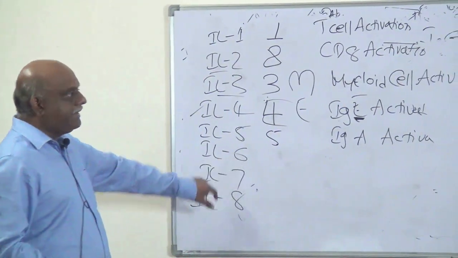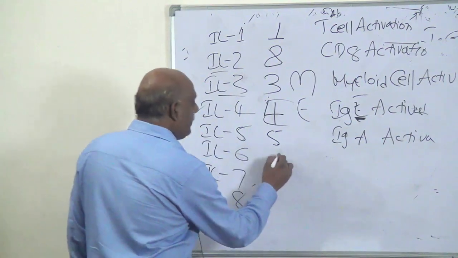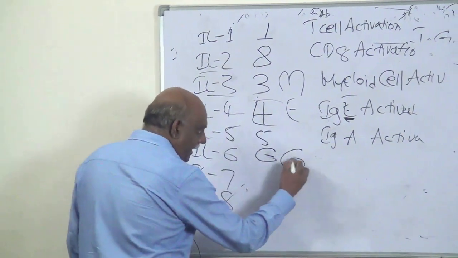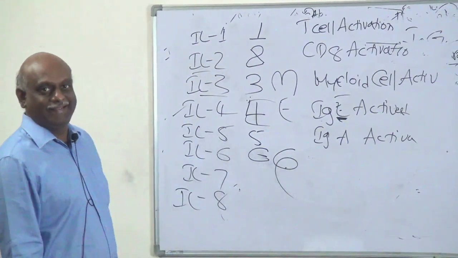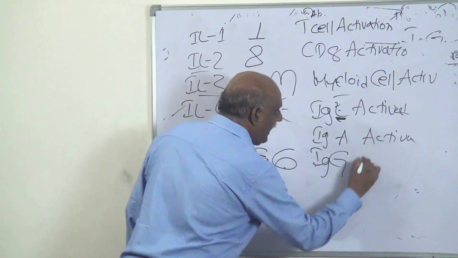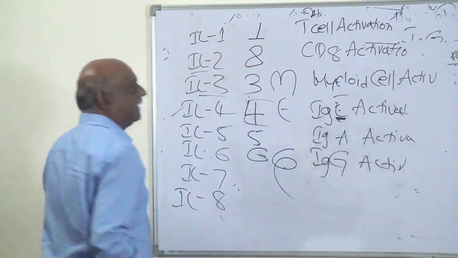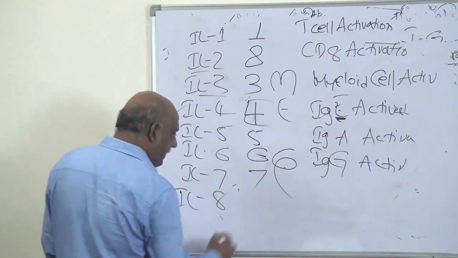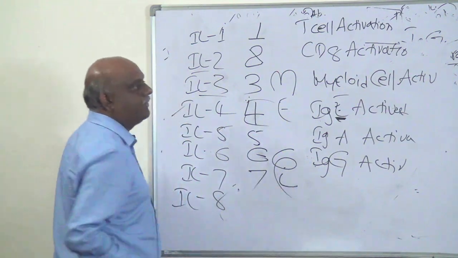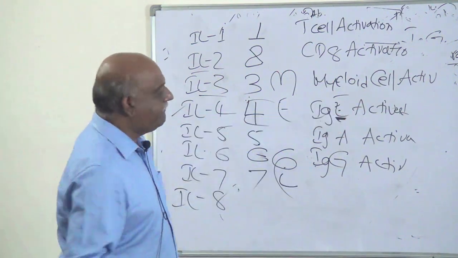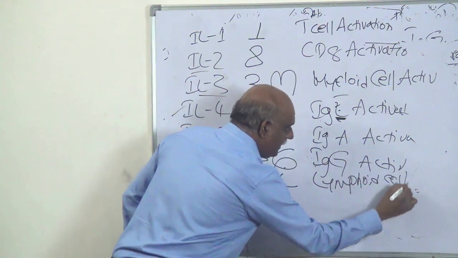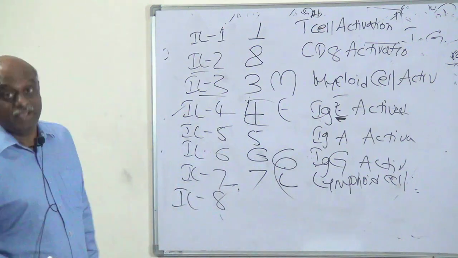Okay. Then, interleukin 6. So, how will you write 6? Aisa likh dete. Right? So, isko jara aisa karo. Kya ho gaya? G ho gaya. Right? So, typically it leads to IgG activation is what you need to remember. Interleukin 7. 7 hai. 7 ko jara aisa kare to kya ho gaya? L ho gaya. So, L is what? Lymphoid cell. Lymphoid cell activation is the function of interleukin 7.